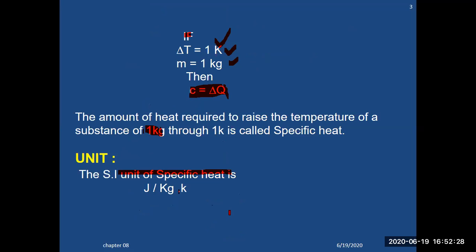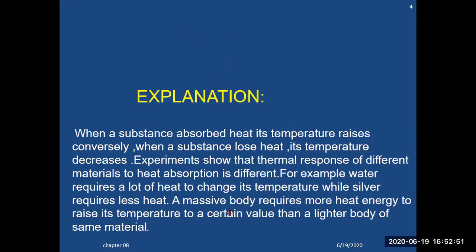And finally, you got another simplest form to define the specific heat unit. It will be 1 joule per kg per Kelvin. When the amount of heat required to raise the temperature of a substance of 1 kg by 1 Kelvin, this is called specific heat. So here is the explanation of when the heat will be required more and when it will be required less.